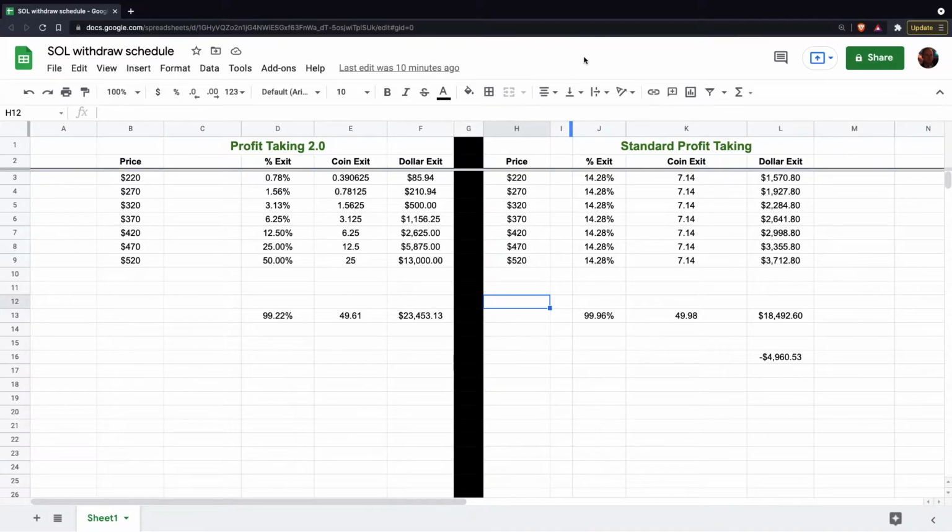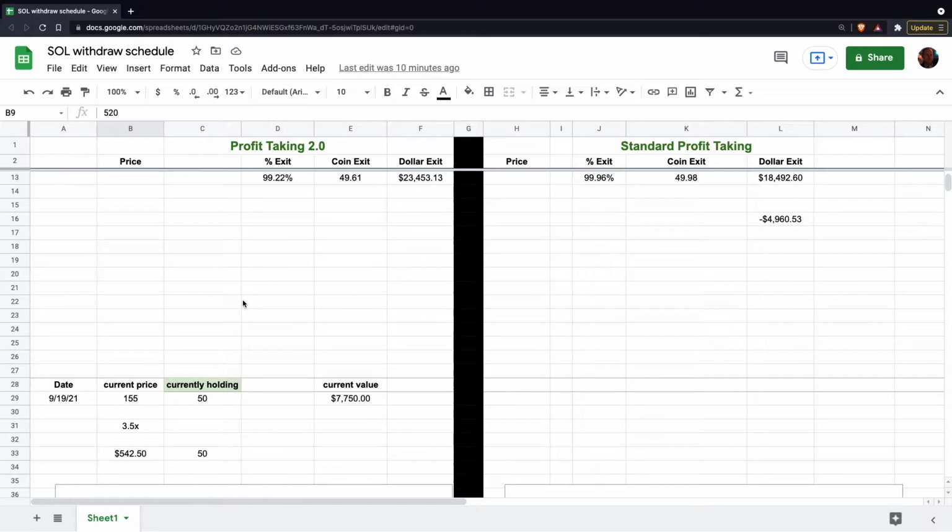Today, I wanted to talk about withdrawal schedules. So let's get into it. This withdrawal schedule can actually work with both crypto and stocks. It doesn't really matter. All you really need to know is your endpoint that you want to finish taking profits at. This chart is over Solana.